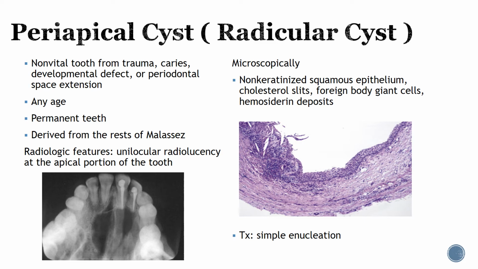Microscopically, this is a classic inflamed odontogenic cyst, and as such, the luminal lining will consist of non-keratinized stratified squamous epithelium. Cholesterol slits, foreign-body giant cells, and hemosiderin deposits are the most common findings. Bacterial colonies, such as Actinomyces colonies, may also be seen in these cysts, and the treatment is simple enucleation, which is accomplished at the time of tooth extraction.